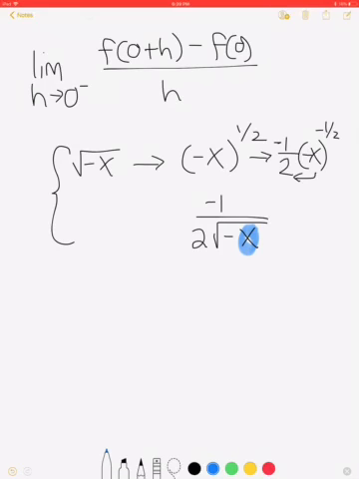Well, if I plug in 0, I get 2 times the square root of 0, which is 0, so I end up getting negative 1 over 0, which is undefined. So if the slope is not defined, right, that's a problem. If the slope is not defined, then it is not differentiable.